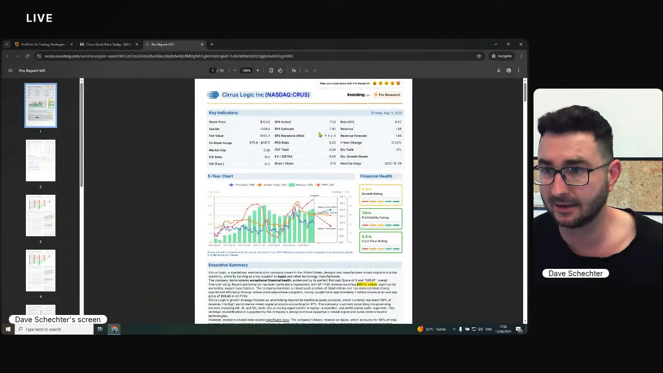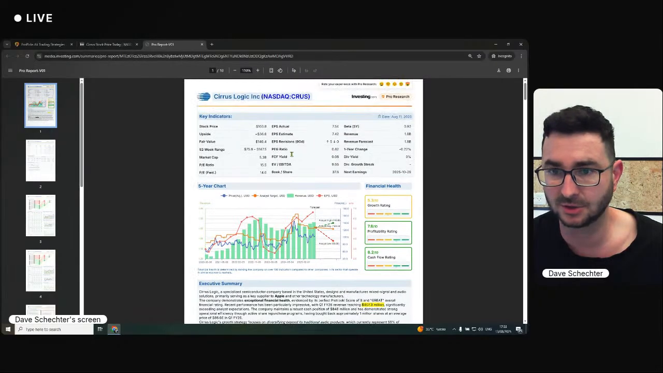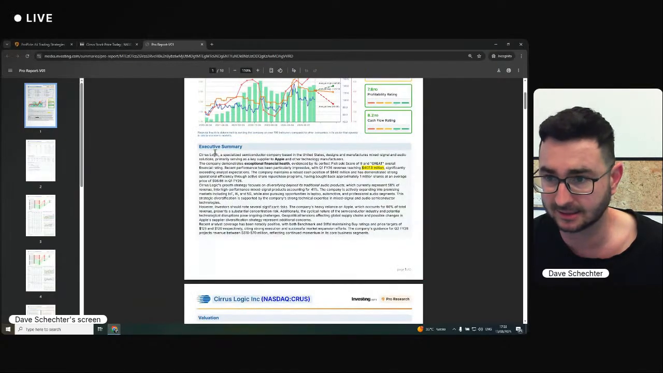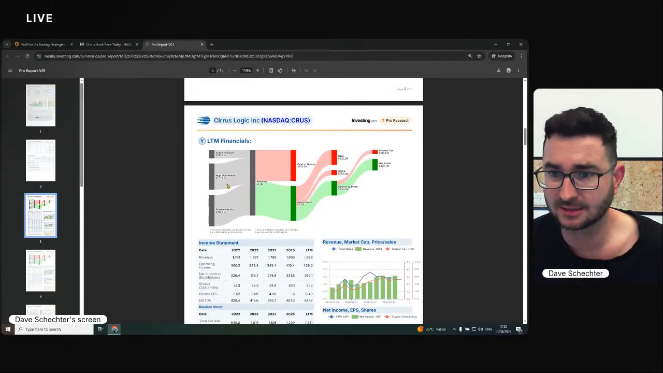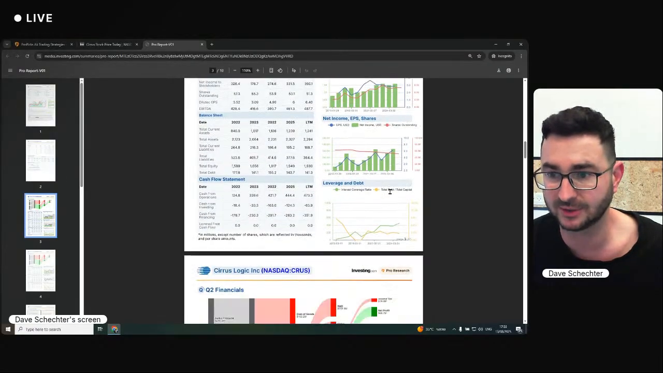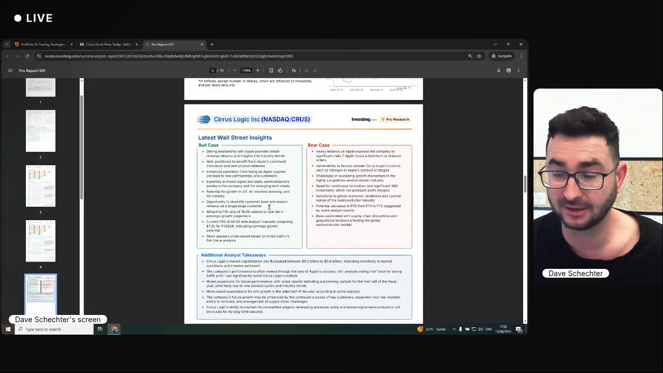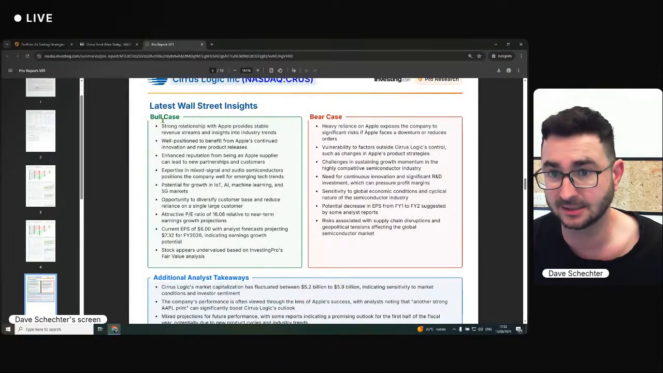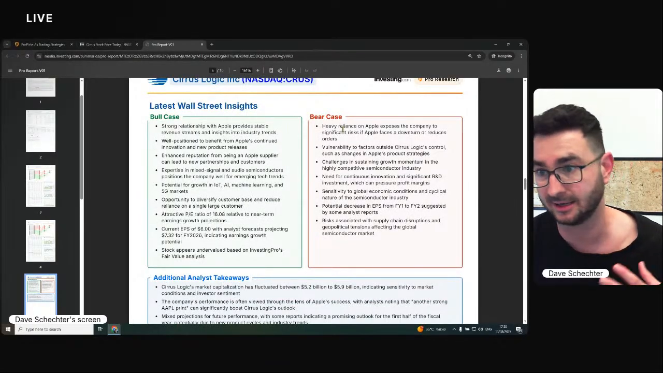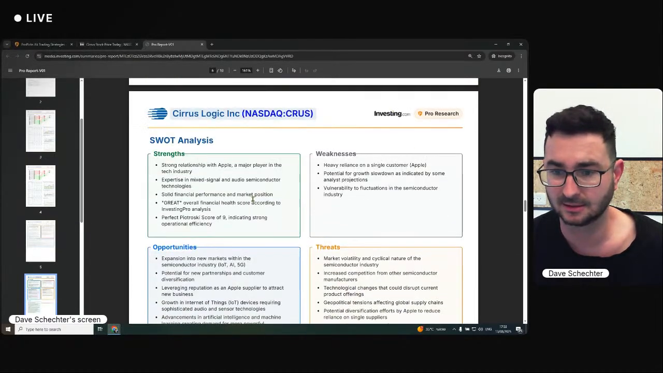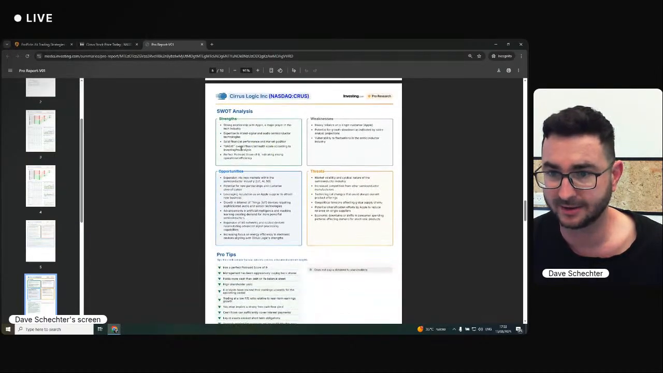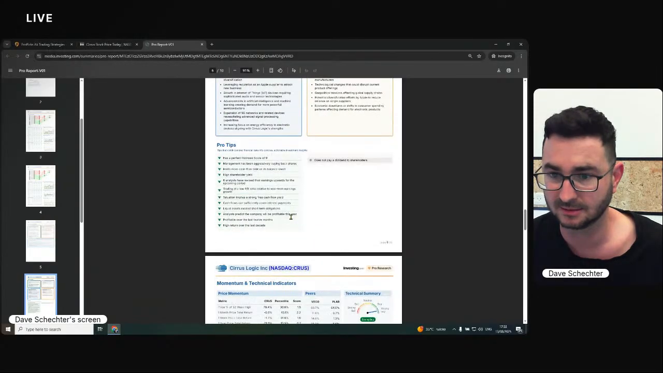So essentially what you get is a deep dive on this particular company. It has the executive summary. It highlights the important things for you, exceptional financial health. It gives you the valuations, the projections, the flow charts as to where the money's going in relation to the revenue that they've generated. Another thing that I really like are the bull case and the bear case as to why you should add the stock and why you should think about adding the stock, additional analyst takeaways, and of course, the SWOT analysis, the strengths, weaknesses, opportunities, and threats.